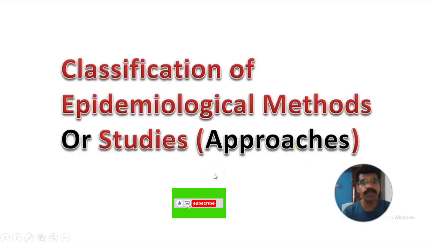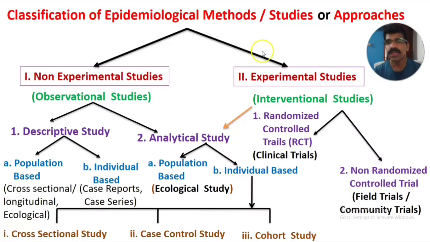The topic for the session is classification of epidemiological methods, or classification of epidemiological studies or approaches. As per the new syllabus for 5th semester, it is also known as approaches. So, classification of epidemiological methods, studies or approaches. Epidemiological methods can be mainly classified into two broad categories: non-experimental studies and experimental studies.